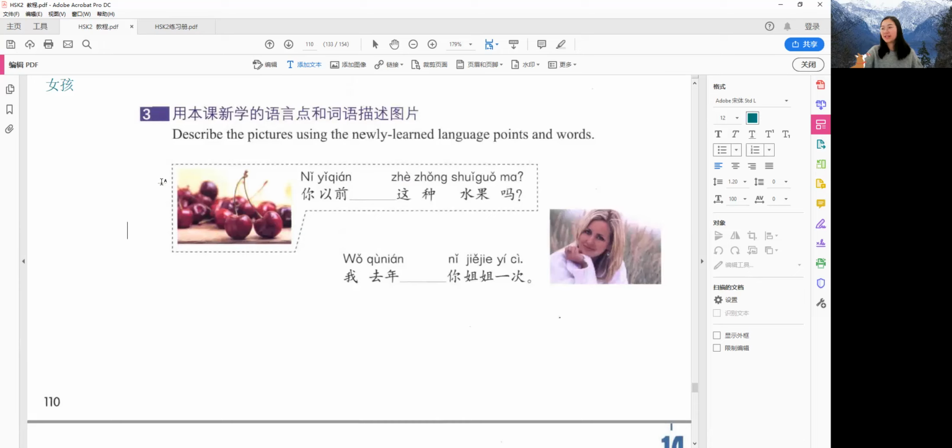All right, then we came to my favorite exercise. Describe the pictures using the new word. 你以前. So 以前 means in the past. 以前, this new word here. 这个是樱桃, the cherry. We call it 樱桃 in Chinese. But we're going to fill in the blank with what we've learned just now. Have you tried this before? Have you eaten this kind of fruit before? Should be 吃过, right? 吃过, 我们吃过麦当劳, 吃过.